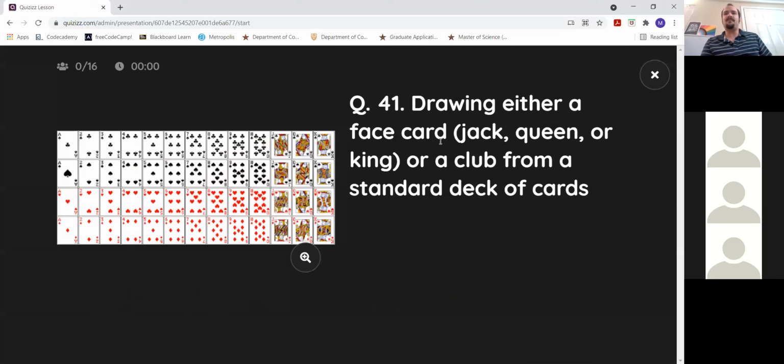Drawing either a face card, Jack, Queen, King, or a club. What's a club? These are my clubs. This first top row, this suit, these are clubs, these are spades, these are hearts, these are diamonds. I understand. I need to learn a lot more about cards.